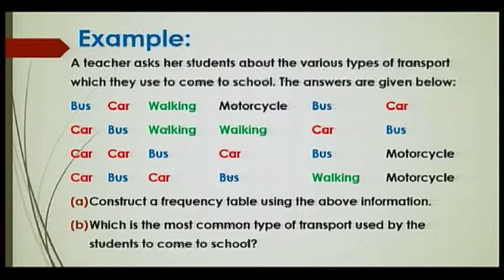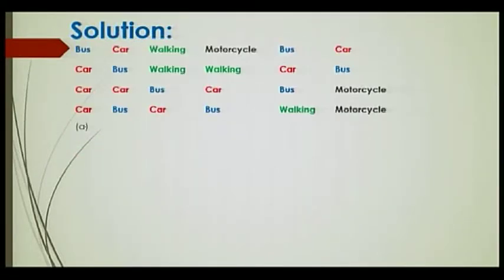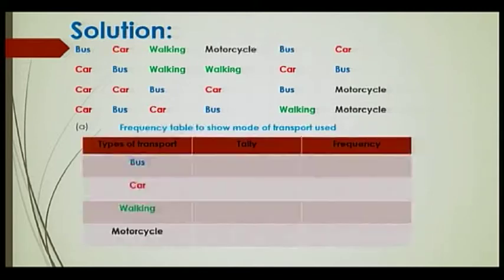So we have a look at the solution. So this was the information given, the data, and now we have to construct our frequency table. Remember I said we need to give a title. So the title here: frequency table to show mode of transport. So I'm going to have a mode of transport, types of transport, the tally, and the frequency. We're going to use the tally again to construct our frequency table.